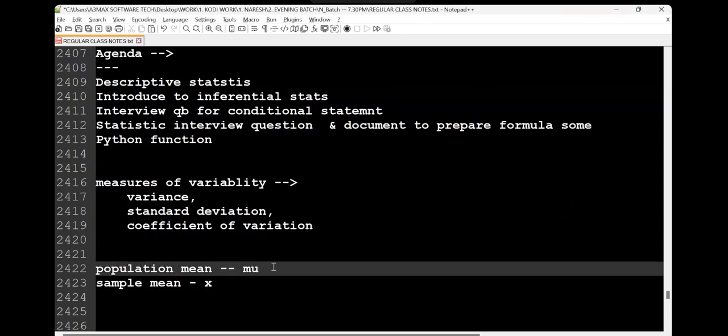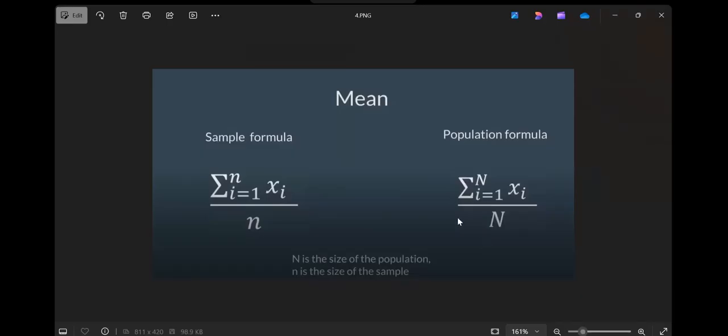Now the formula. For the population, summation from i equal to 1 to n of xi. This is x1, x2, x3, dot dot dot, xi. The meaning is x1 plus x2 plus x3 divided by 3. That's the way we represent this formula.